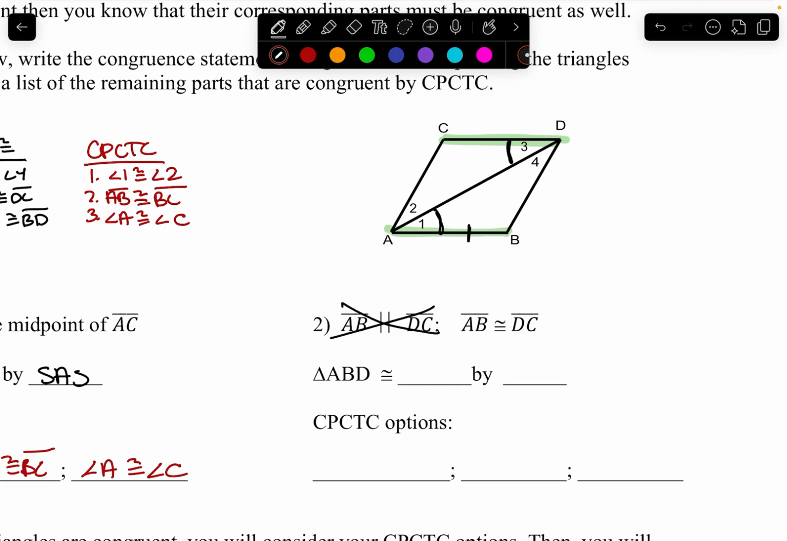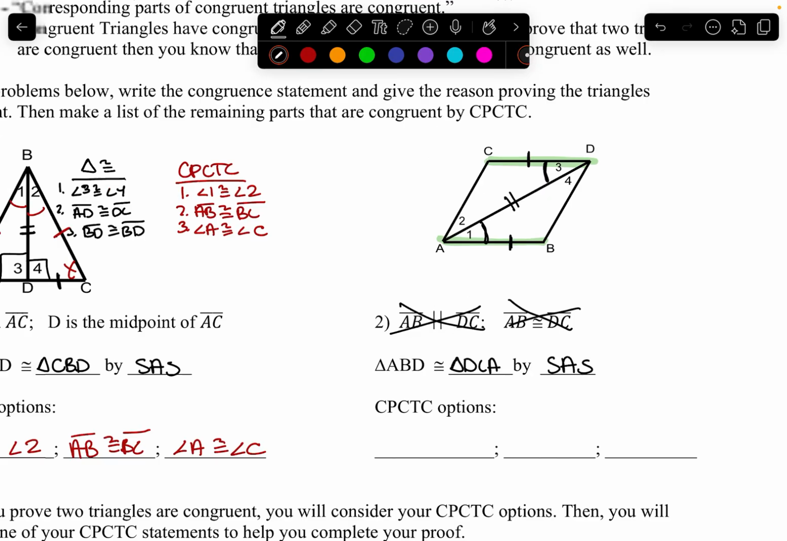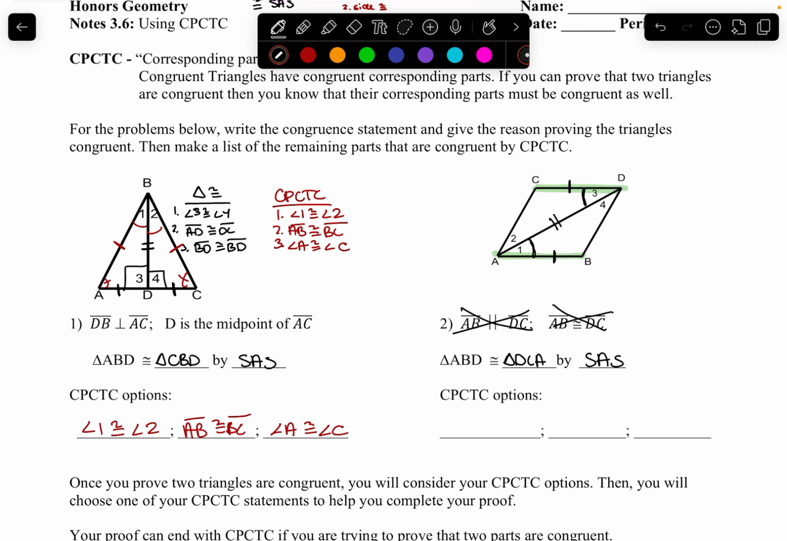I know that AB is congruent to DC because it tells us that right there in the given. And then the other thing that I know without needing to be given any information is that AD is congruent to itself. So I can say that triangle ABD is congruent to triangle DCA, and that's going to be by side, angle, side. Why do we have two side, angle, side problems? Side, angle, side, side, angle, side.